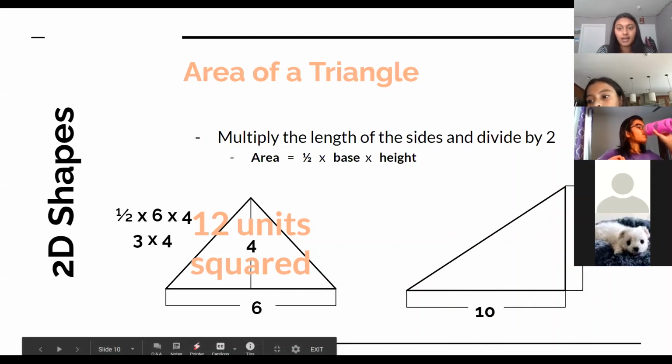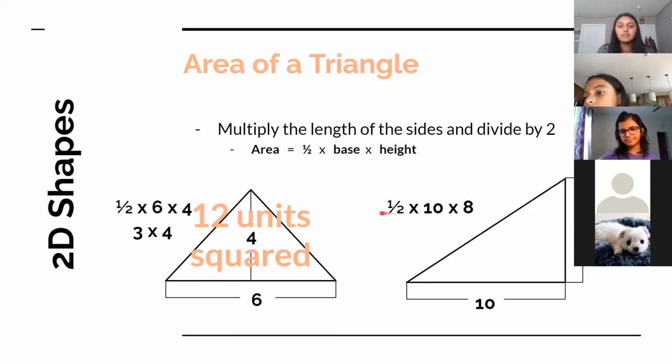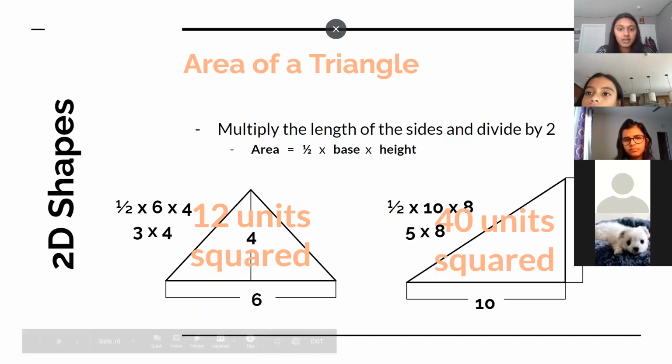So we're going to have 1/2 times our base, 10, height 8. So 1/2 times 10 times 8. So 1/2 times 10 is going to be 10 divided by 2. That's going to be 5 times 8. So 5 times 8 equals 40. So 40 units squared. So does anybody have any questions?